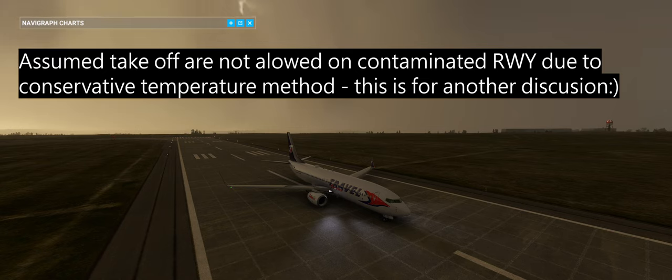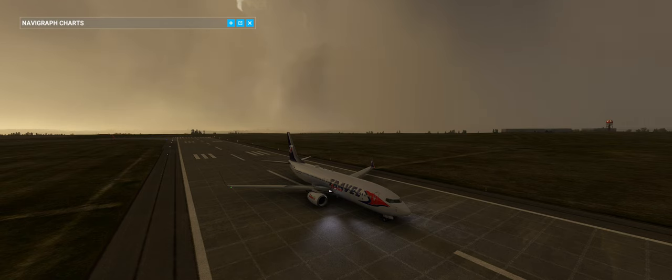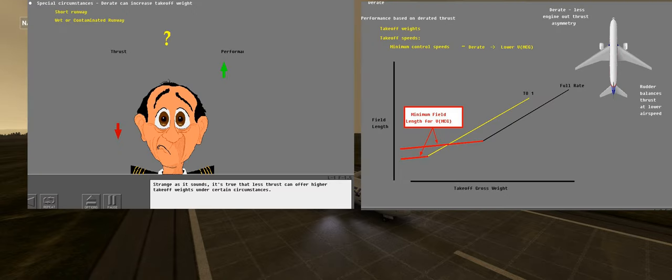So that's why the assumed temperature method is conservative, but the derate, you can always use it without any further problems with short runways and contaminated runways. And Boeing says that during the season you can save 45% of your money on your takeoff, and that's quite a high number. It's a really high number.